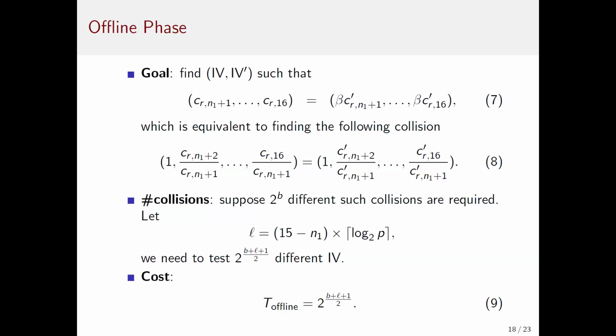So now it's very clear what we need to do in the offline phase. Our goal is to find an IV pair such that the output satisfies equation 7. And indeed this is converted to finding collisions on the output bits. We suppose the length of the outputs is L, and we suppose we need so many collisions. Then the complexity to find so many collisions is just this. It's just a brute-force attack.